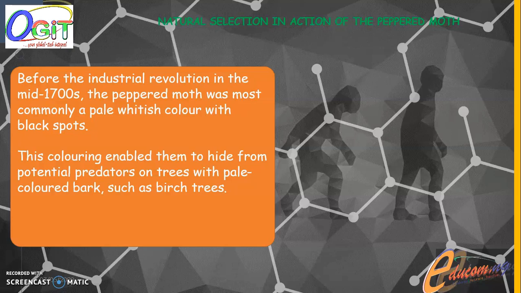As the Industrial Revolution reached its peak, the air in industrial areas became full of soot. This stained trees and buildings black. As a result, the lighter moths became much easier to spot than the darker ones, making them vulnerable to being eaten by birds and other potential predators. The darker moths were now camouflaged against the soot-stained trees and therefore less likely to be eaten.